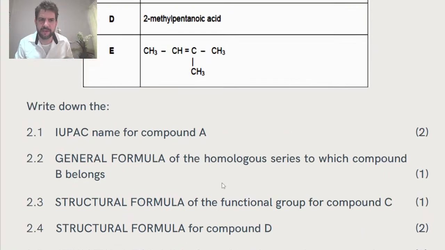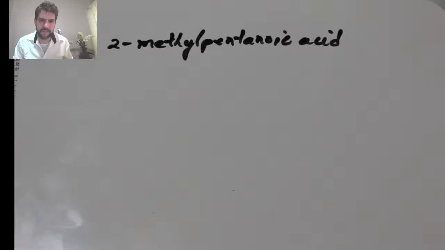Now we have compound B, which is 2-methylpentanoic acid. So 2-methyl, let me write it down here so we can actually answer. 2-methylpentanoic acid. That one is the question. 2-methylpentanoic acid. So now when you write the structural formula from the name, let me have a sip of coffee.